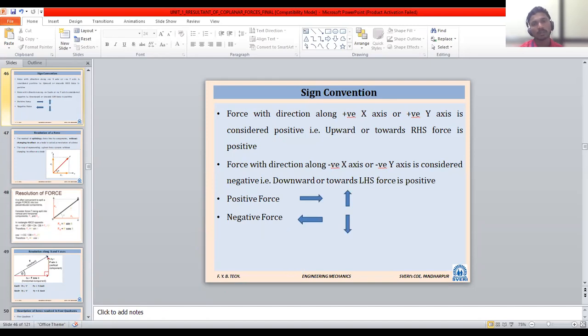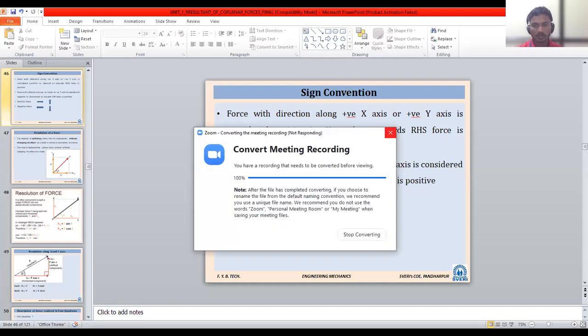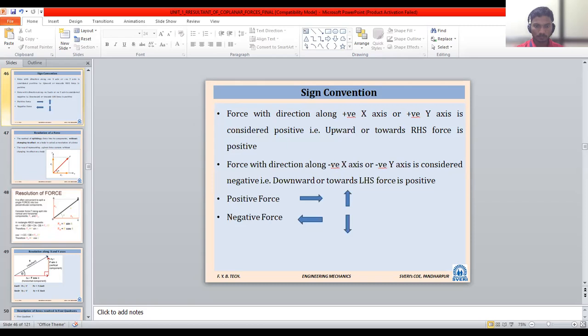Then we have seen forces in different quadrants: first, second, third, fourth. Without wasting much time, I will ask: what is the direction of the x and y components, or what is the sign convention of the x and y components, if the force is in the second quadrant?